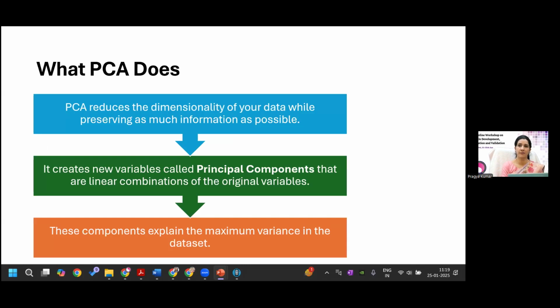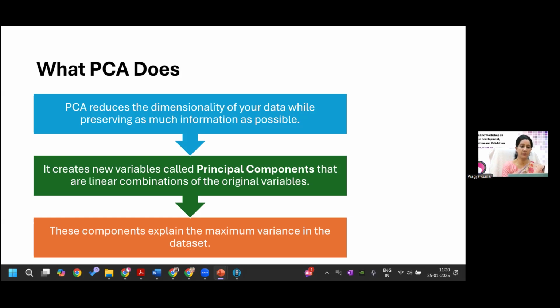So what does PCA do? PCA reduces the dimensionality of the data while preserving information, which is our goal. Like in the beginning, I said I don't want to lose my information, so I want to preserve as much as possible. It creates new variables, which in this case are not known as factors. In exploratory factor analysis we use the term factor for the latent construct. Here we use the term principal component, PC. These are linear combinations of the original variables.